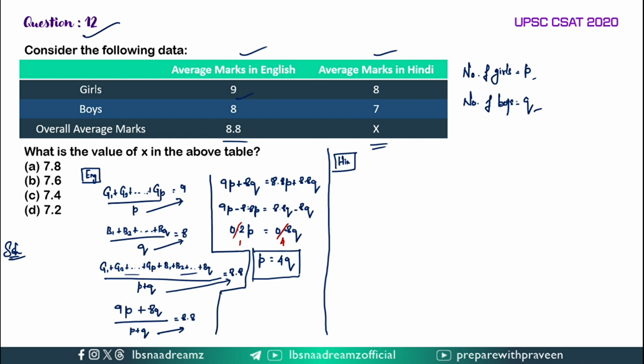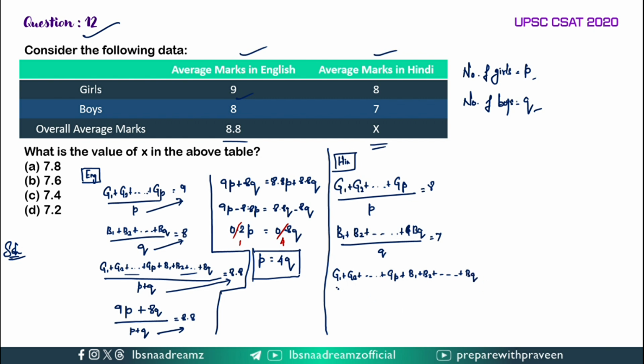Now we have got the number of boys and girls. For Hindi, G1 plus G2 and so on till GP divided by P is equal to 8. For boys, B1 plus B2, and so on till BQ divided by Q is equal to 7. To find the average, we can write G1 plus G2 and so on plus GP plus B1 plus B2 and so on till BQ divided by P plus Q is equal to X. See, they have given X, right? Now we need to find the value of X.